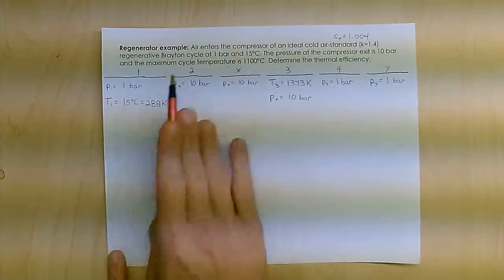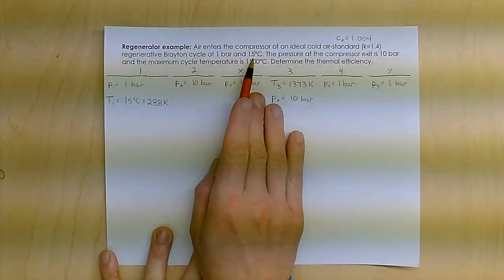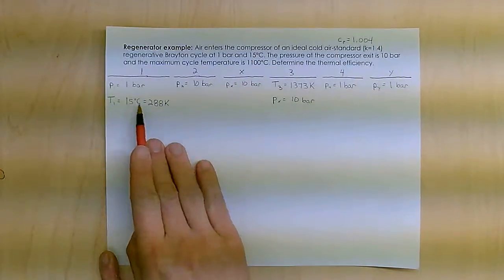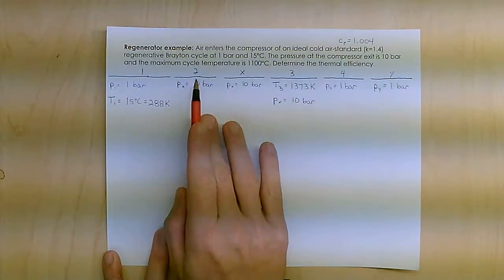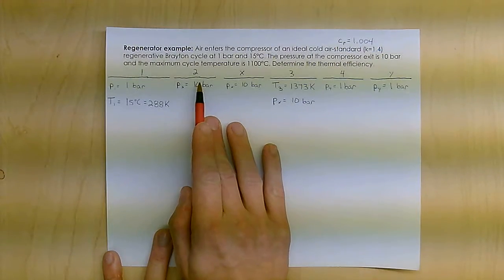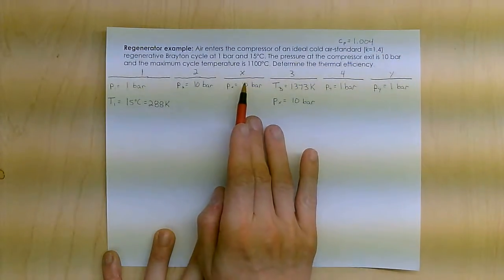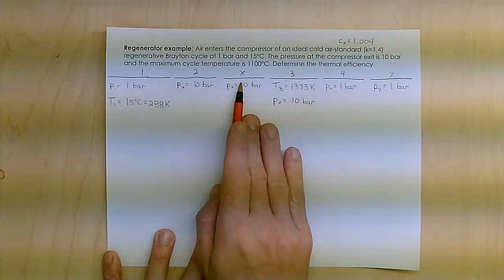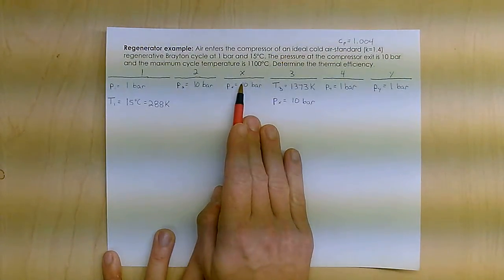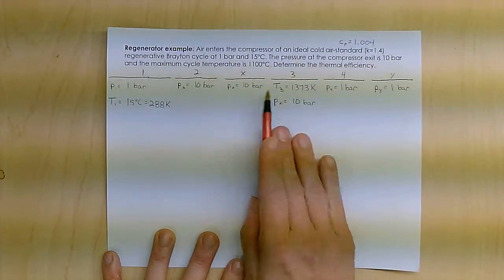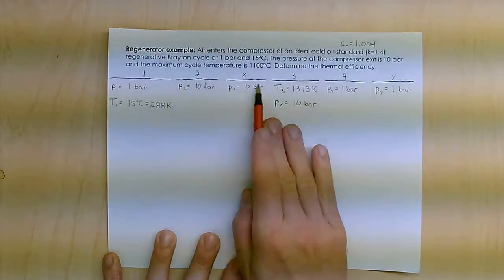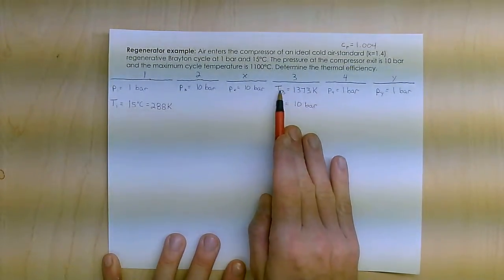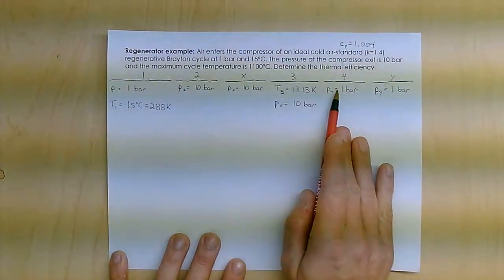Okay, so it tells me that the pressure and temperature at the compressor is given here. This is on the back side of the compressor. Okay, then it goes through a regenerator, and the temperature comes out here. Okay, then it goes into the combustor. Again, the whole idea of the regenerator is to make the combustor not work as hard.